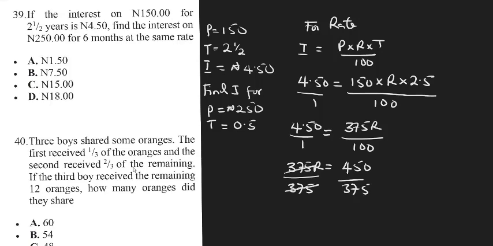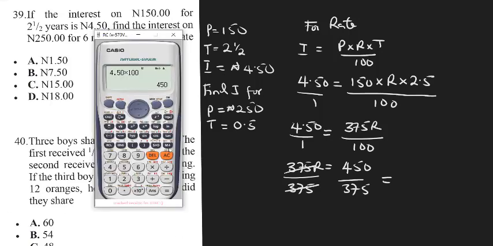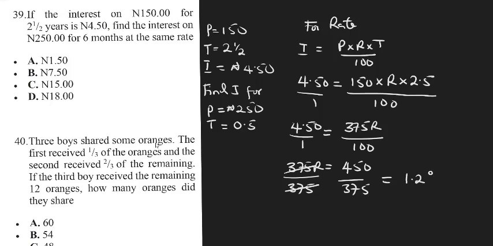So cancel this, cancel this. This is going to be 450 divided by 375, which is actually 6/5, which is 1.2. So this is 1.2%. Remember, the rate is measured in percentage. So now we've gotten the rate.